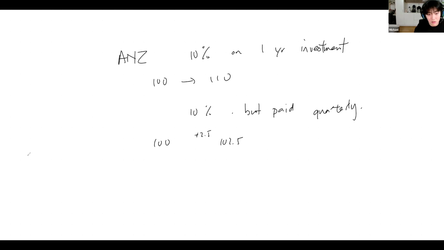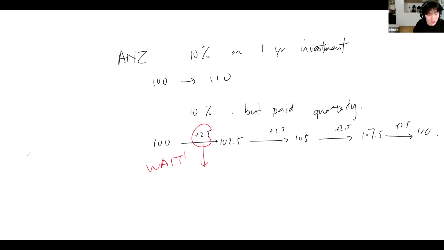And then you also get paid 2.5, right? And you get 105 plus 2.5, 107.5 plus 2.5, 110, right? Yes. But hang on a second. There's something off here. It's the same, but we know we're getting this money early, right? We get 2.5 early, so we can reinvest.